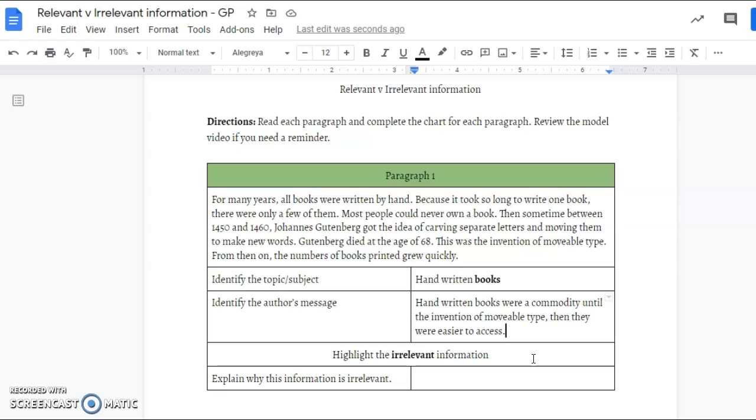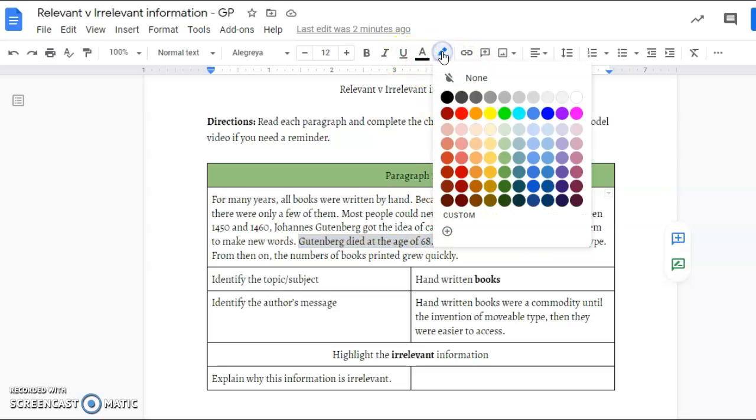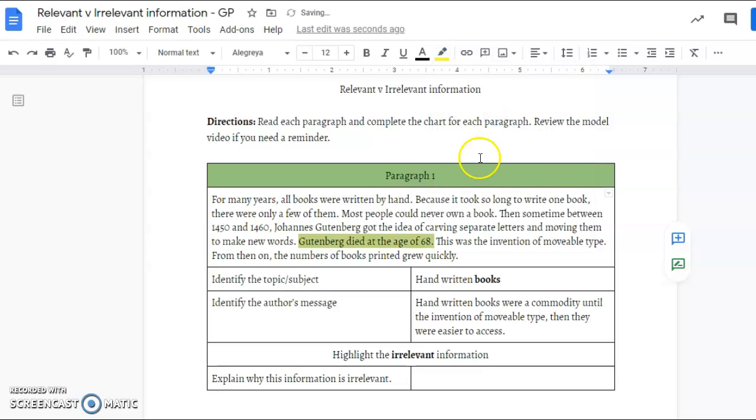And so when I was reading through the text, right, again, we're talking about handwritten books, movable type, easier to access. And the one sentence that really popped out to me that I was like, it's good to know, but doesn't really have anything to do with the topic at hand, is this one sentence: Gutenberg died at the age of 68. Okay, so when I say to highlight it, I mean literally highlight it. So like highlight it with your thing, make it a letter, it's highlighted, the information is highlighted. Now I know which sentence in the text is not relevant.